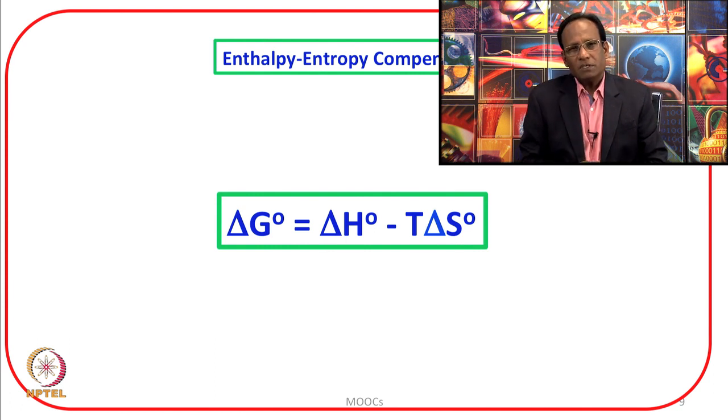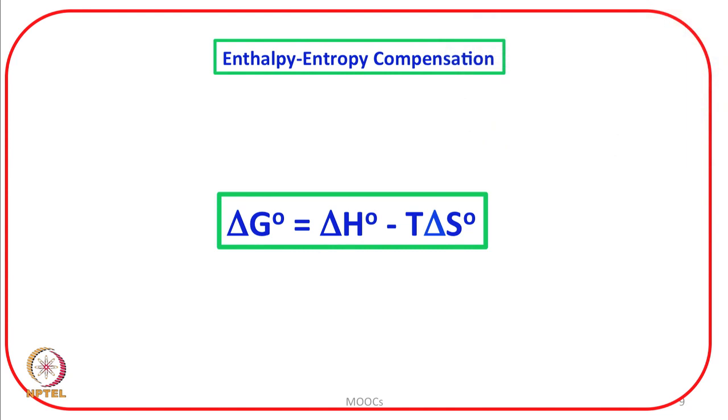Enthalpy entropy compensation has been a subject of discussion for a long time. Enthalpy entropy compensation has been observed in many phenomena like protein ligand binding and protein unfolding, along with some other processes where there is a change in delta H naught and delta S naught. Although there have also been reports in literature that in certain classes of compounds enthalpy entropy compensation has not been observed.